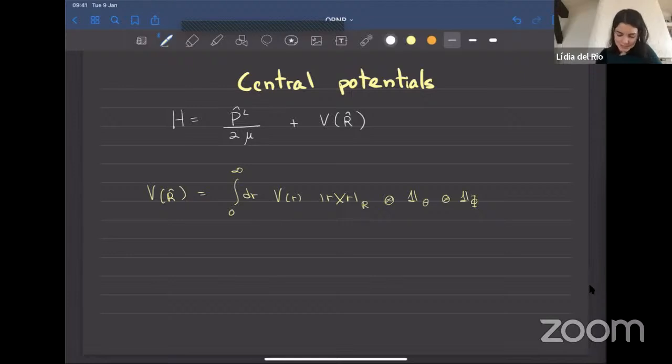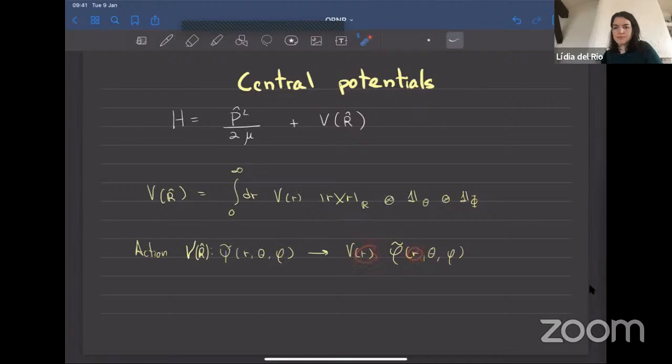Good. So just to see how it acts on the wave function in spherical coordinates, let me write it like this. The action of V of R takes the wave function to the same wave function, just like for the usual potential that we talked about, multiplied by V of small r. So now it corresponds to this R here. And we can prove this if you'd like.